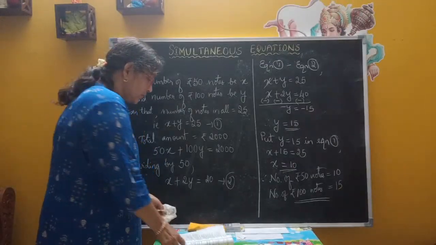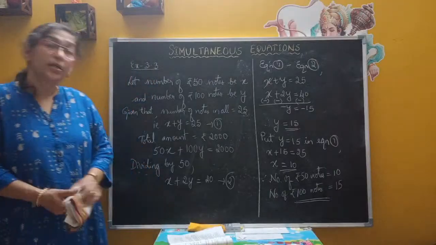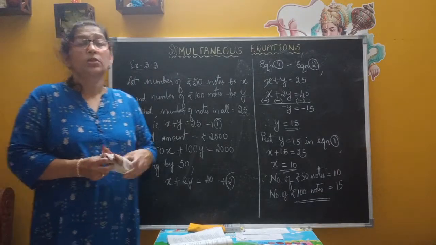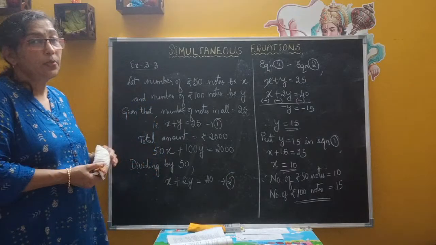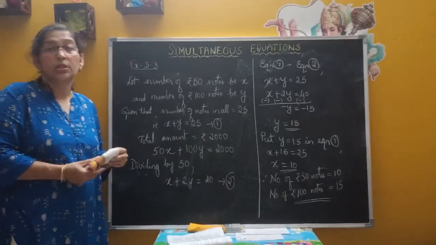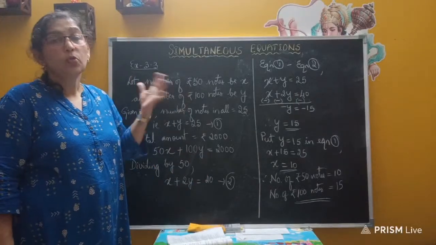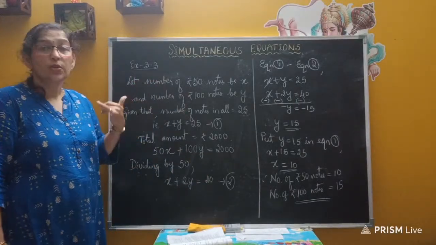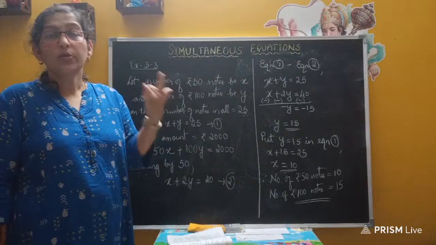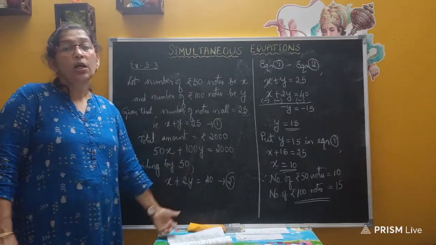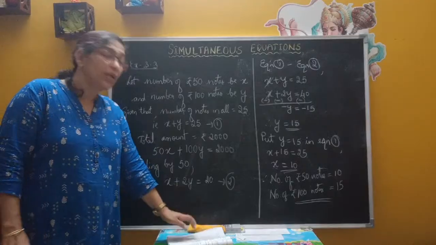Now let us go for another method, a new method. We are going with the algebraic methods to solve a pair of linear equations in two variables. Two methods you have learnt in algebraic methods. First one is the substitution method. Second one you have learnt, the elimination method, just now. Now let us go for the third method, that is called the cross multiplication method.